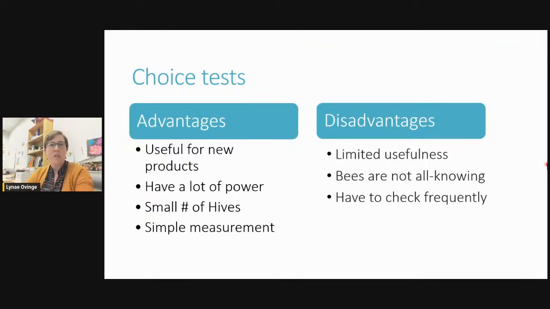So the advantages for these, like I said, it's really useful for any kind of new product you just want to try out before you put on a large number of hives. I really like it for that. And because it's being done on the same hive, it has a lot of power. So really, you can just do this on 10 hives. It's that easy. Or if you're doing it in the barrels, obviously maybe 10 bee yards. But it's pretty simple. And then, it's just a simple measurement. Obviously, have they consumed it or not?